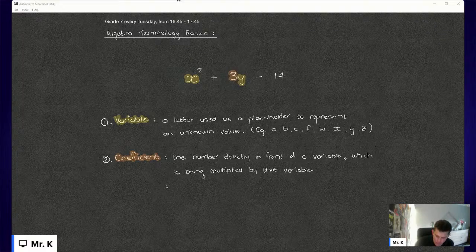Well, when you cannot see a number in front of a variable, it means that we have an imaginary 1 in front of that. Okay? So there is one of these x squareds. So this is the variable of x squared. This is the coefficient, guys, of x squared and the coefficient of y.